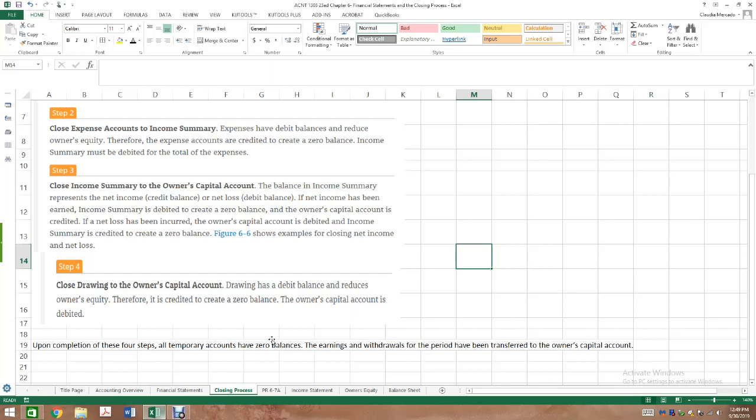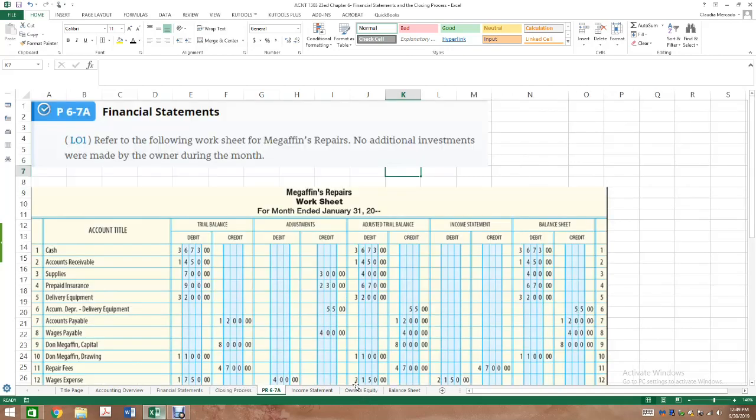Now, what I am going to cover in this particular presentation, the whole objective of the presentation, is to demonstrate how to complete financial statements, okay? You're going to have financial statements on your test. They are very important, okay? So, the problem that I am going to be covering in this particular lecture is problem 6-7-8. This is from your end of chapter problems for chapter 6, okay? And what we're going to be doing is we're going to be preparing our financial statements, okay?